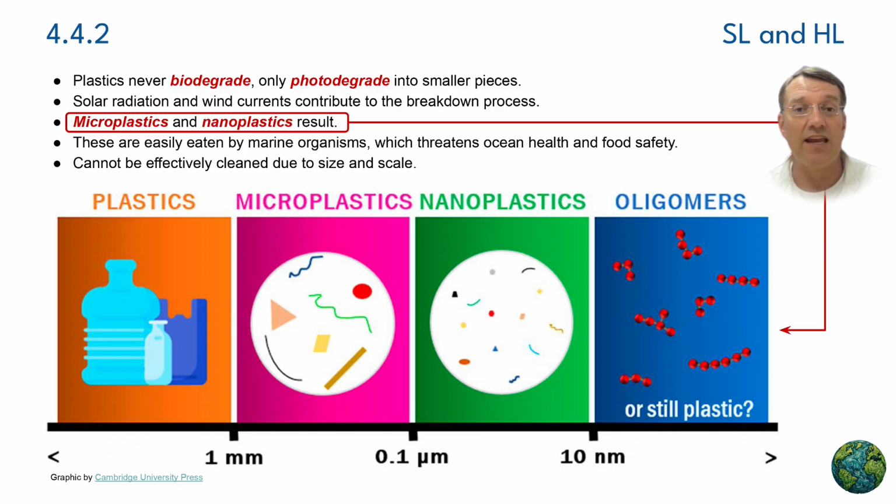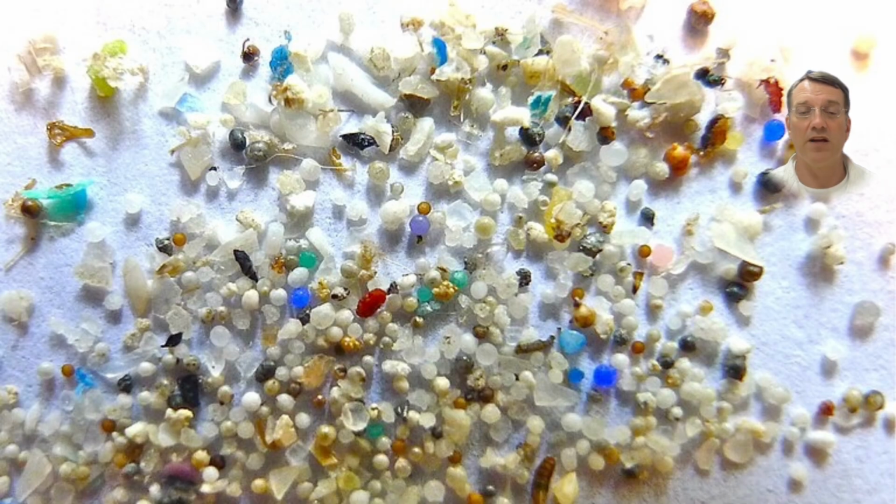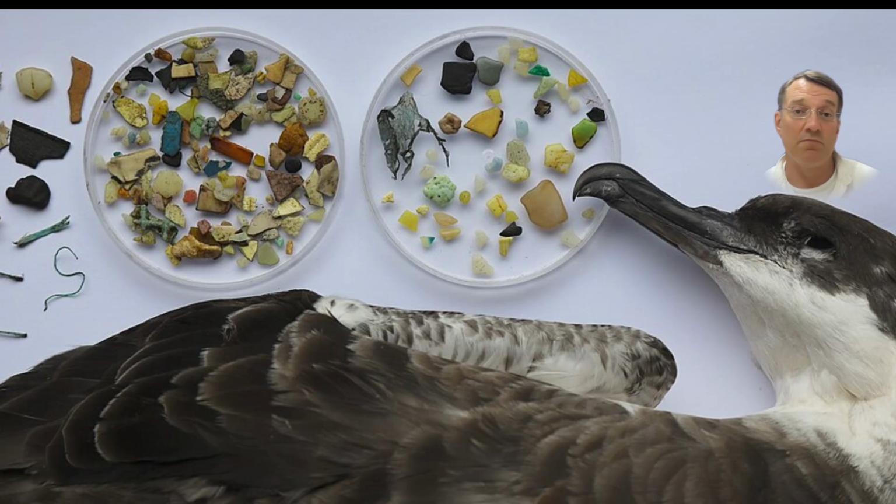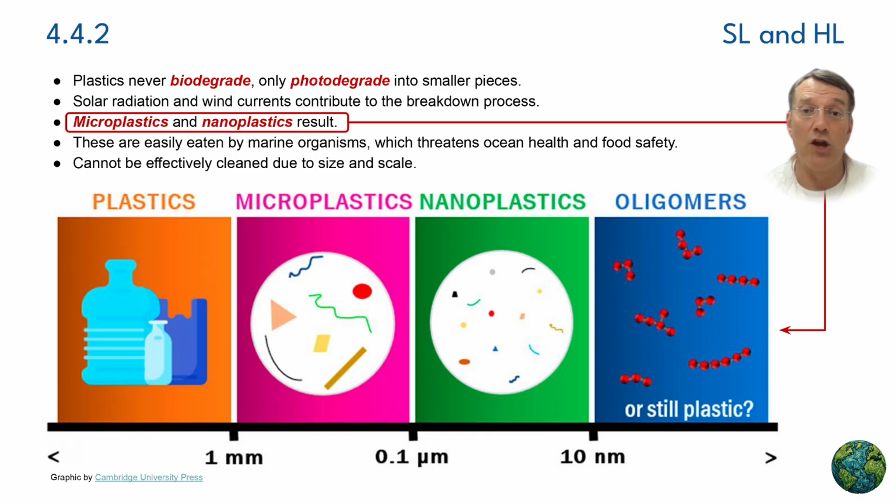Instead, they photodegrade into progressively smaller and smaller pieces. Solar radiation and wind currents contribute to this breakdown process, but the plastic never disappears. It just becomes microplastics and then nanoplastics. That creates a serious problem because these tiny particles are easily eaten by marine organisms, and that threatens both ocean health and food safety. Since microplastics can be no bigger than the width of the human hair, and nanoplastics are even smaller, they can't be effectively cleaned from the ocean due to their size and the scale of the contamination.